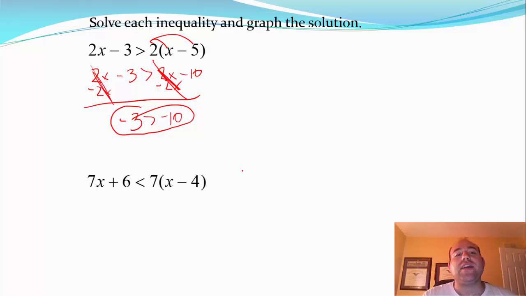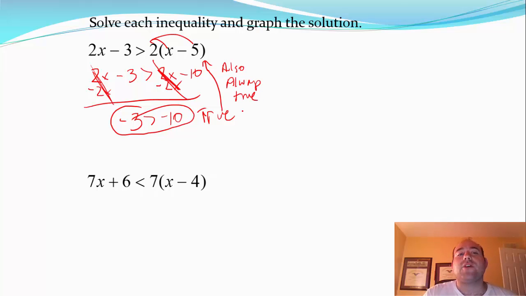So is it true that negative 3 is greater than negative 10? I think so. On a number line, negative 3 is much closer to 0 than negative 10, and the bigger numbers are out towards the right. So I think this is true. So guess what that means? Since this is true, always and forever, this is also true, always.